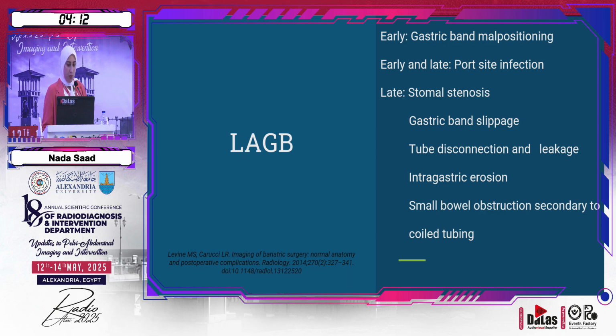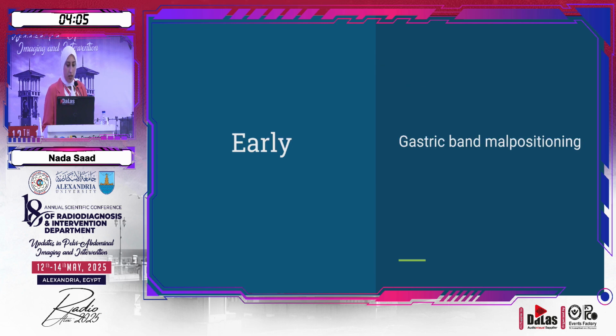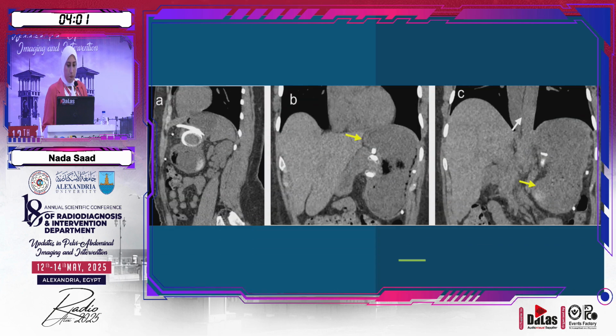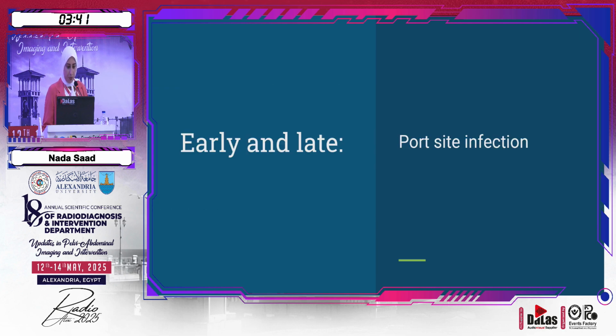Laparoscopic adjustable gastric banding. I will review some of the complications that could happen after the surgery. Early, like gastric band malpositioning. This patient is showing malpositioning of the gastric band. It should be seen at the proximal stomach, but it's displaced distally, leading to a markedly dilated stomach and esophagus, which means a gastric outlet obstruction.